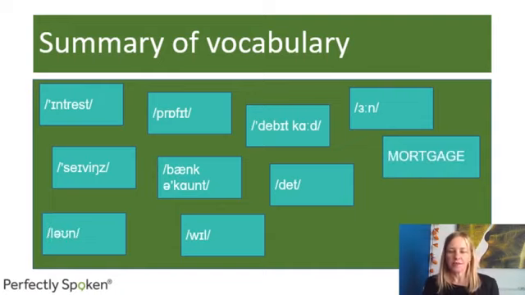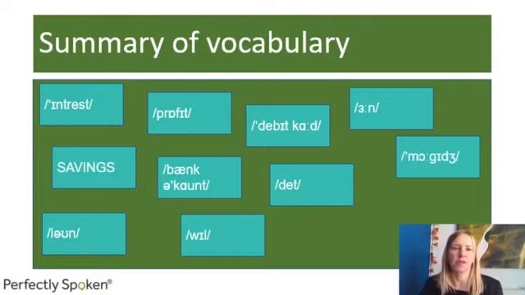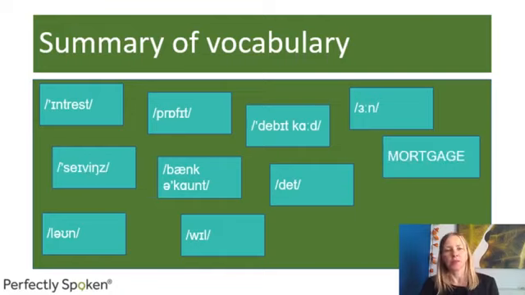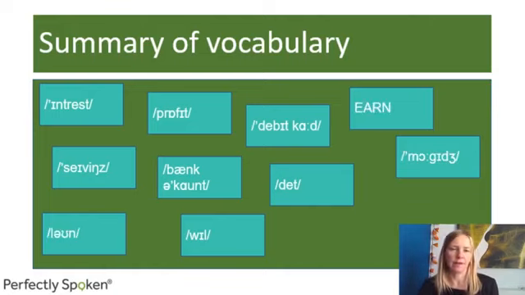Okay, a mortgage. Here, notice the pronunciation. Mortgage, mortgage. So a mortgage is actually a loan, a very, very big loan that you ask for from the bank when you buy a house. Now I'm going to go back. Here we did earn. And before earn, there was another one.